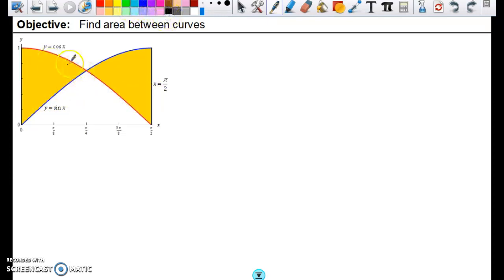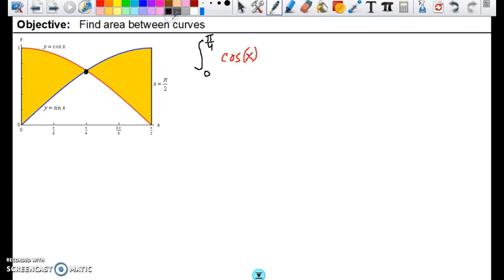And so you're going to have the functions switch places. You can see on the left side cosine is on top and on the right side sine is on top. There's this point in the middle where they meet. So I'm going to set up two different integrals. At the first intersection at pi over 4, I go 0 to pi over 4, and I begin with cosine on top. So it's going to be cosine of x.